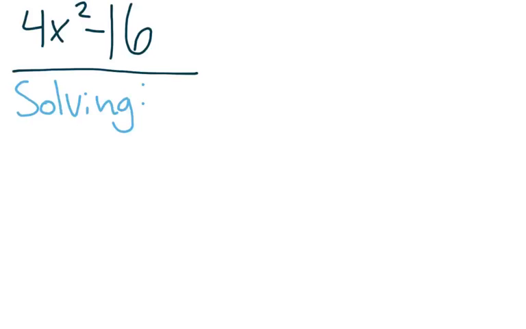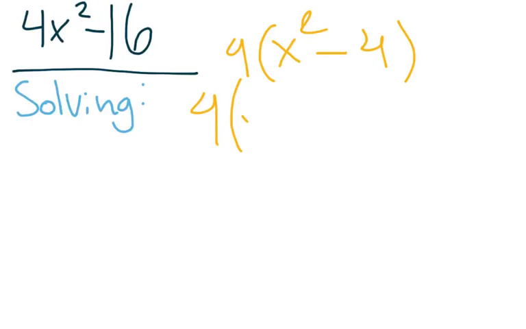So for this question, we have 4x squared minus 16. So you have to look for a number that you can pull out from there. So it's going to be 4. I'm going to pull out 4. So it's going to be x squared minus 4. So you're going to factor what's in the parentheses. So we're going to still bring down the 4 and the parentheses.